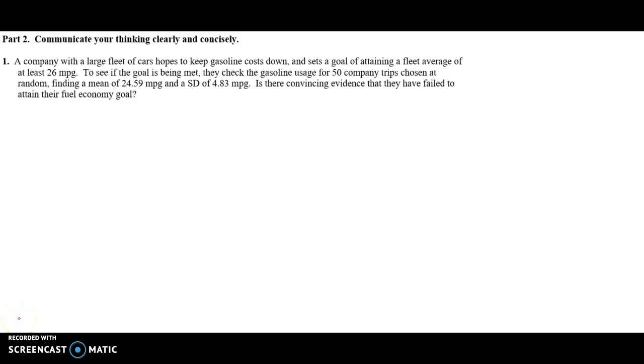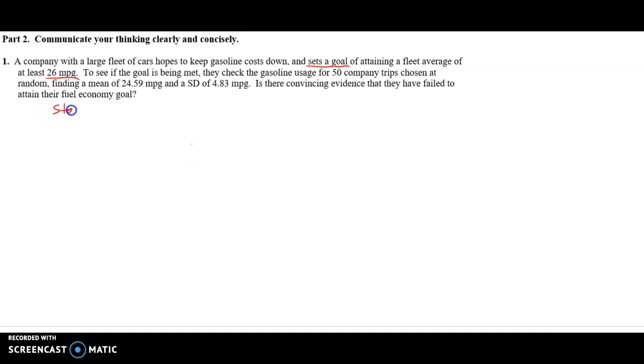All right, so we've got this scenario. We've got a company that sets a goal. I'll let you read the whole context, but they set a goal that their fleet would average at least 26 miles per gallon on any given trip. So what we want to do here is go through our process.